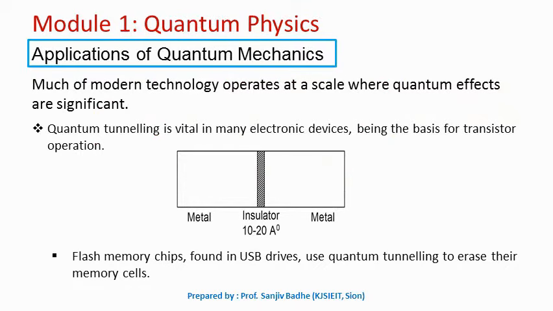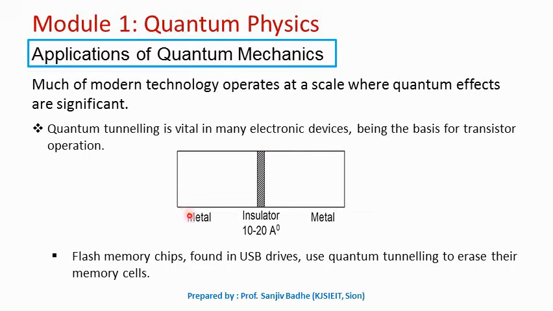When it comes to particles of very small size, classical mechanics fails to explain their behavior, and we have to consider the results from quantum mechanics to understand such particles. Much of modern technology operates at this scale where quantum effects are significant, and therefore quantum mechanics finds applications in modern technology. One important application is quantum tunneling, which plays a vital role in electronic devices.